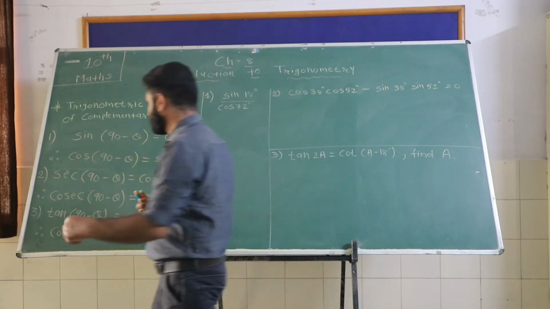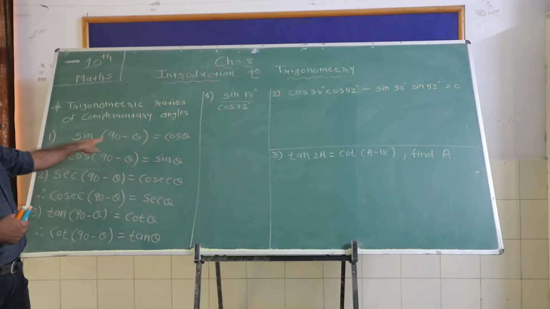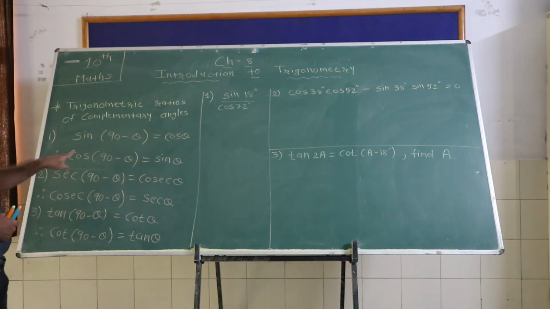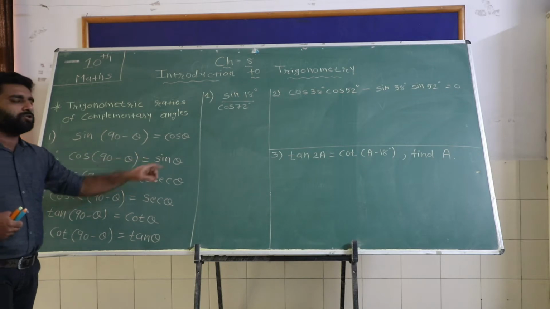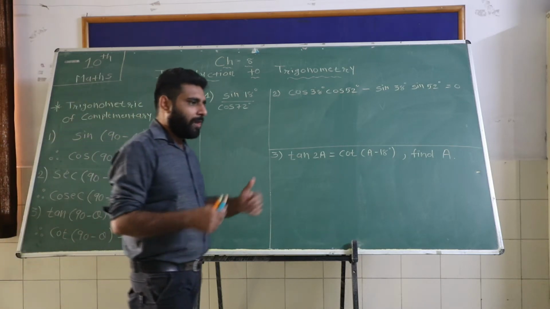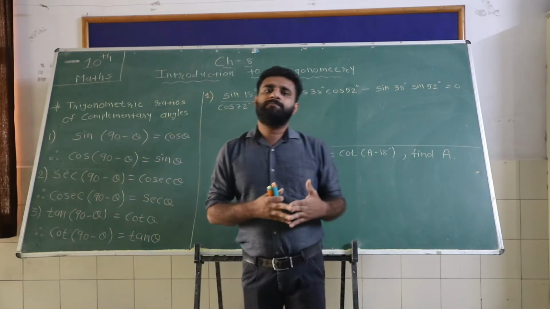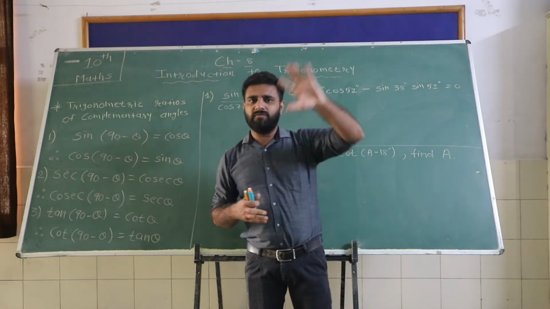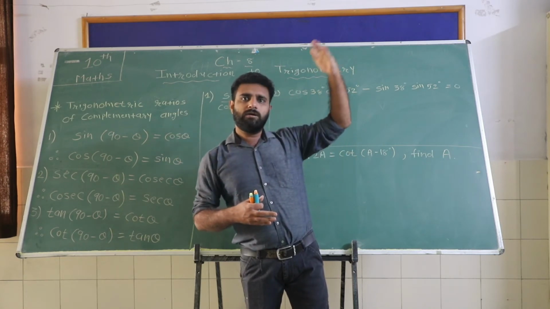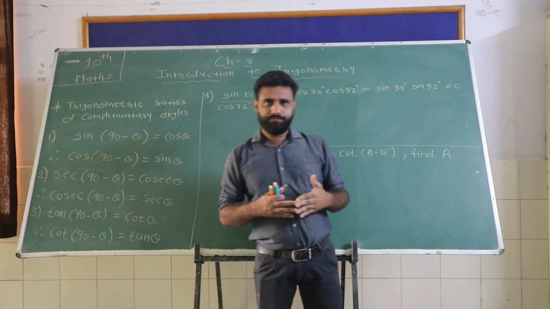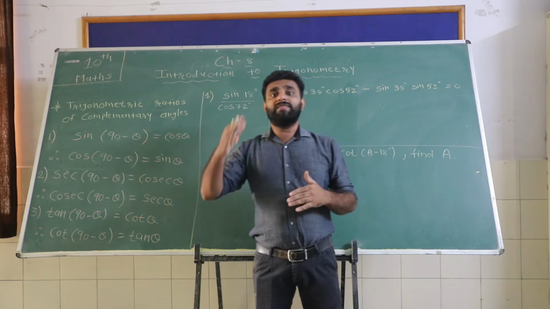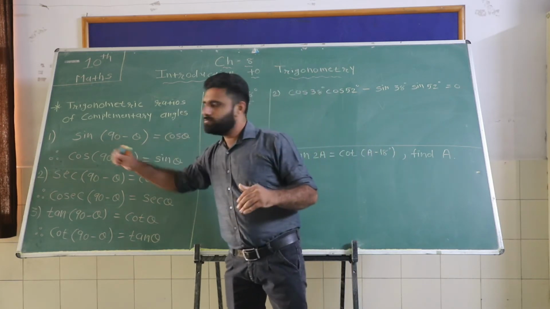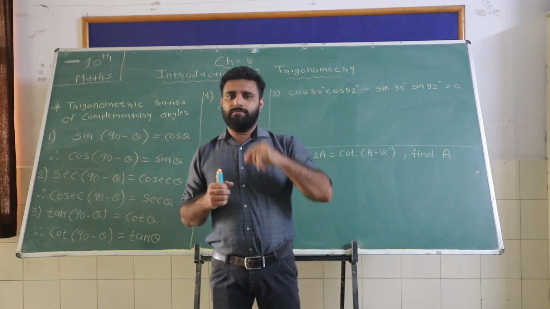See here, sin(90 - theta) equals cos theta. Similarly, cos(90 - theta) equals sin theta. What is the meaning of that? If you have the value of sin 30, that is 1 by 2, okay, from the table of values, then the same value, 1 by 2, you will get in cos(90 - theta).